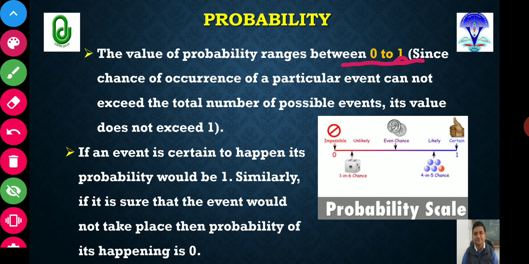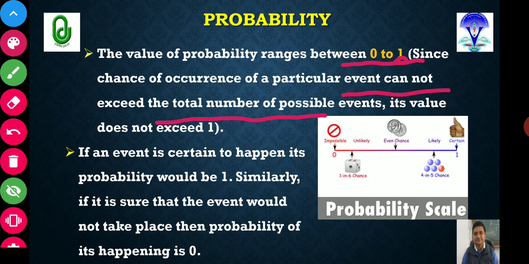Why 0 to 1? Since the chance of occurrence of a particular event cannot exceed the total number of possible events. Suppose you toss a coin. What are the total events? Total events are 2: head and tail. In relation to the total events, the probability of head is 1 by 2, and the chance of tail is again 1 by 2. If you add the chances of these 2 events, it comes to exactly 1. It will never exceed 1. That is why the value of probability ranges from 0 to 1, because the chance of occurrence of the total event will always be 1.